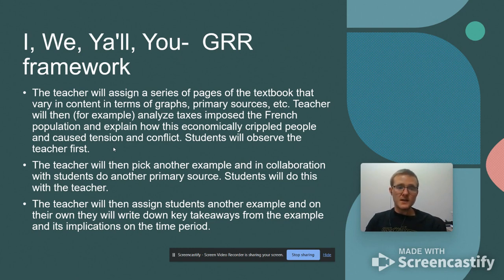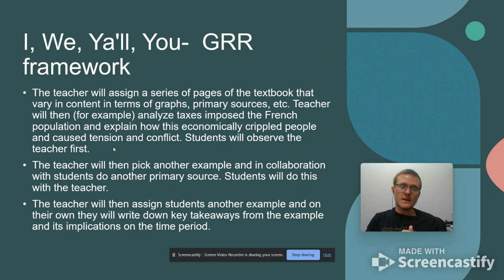So what the teacher would do is, because that was worded a little weird, the teacher will assign pages from the textbook the students will analyze, and in the first section, I, or the teacher, will demonstrate to the students what to do specifically. So in this example, analyze taxes imposed on the French population, whether it was the church doing it, the king doing it, the second and third estate, or the first and second estates, sorry.